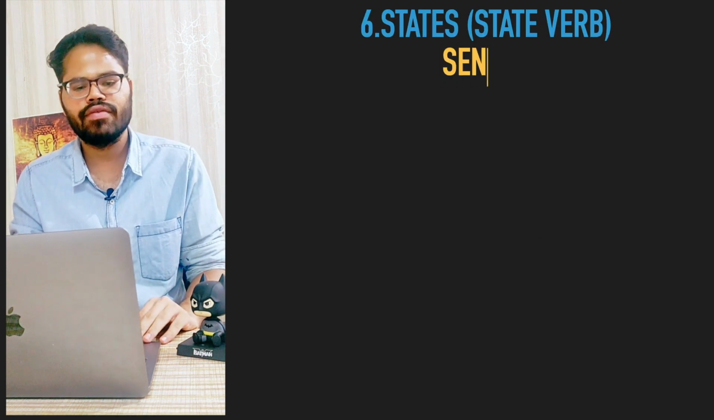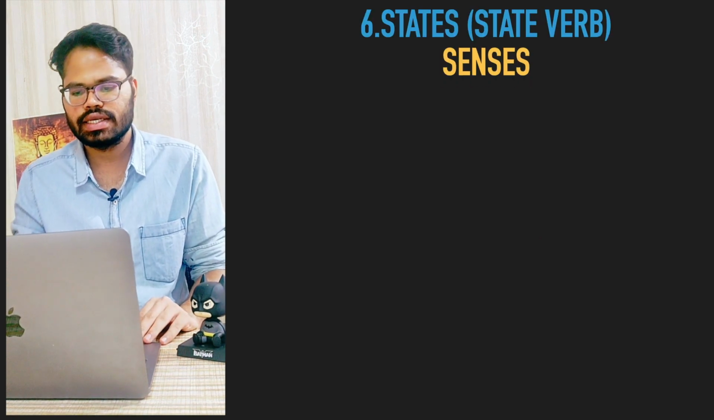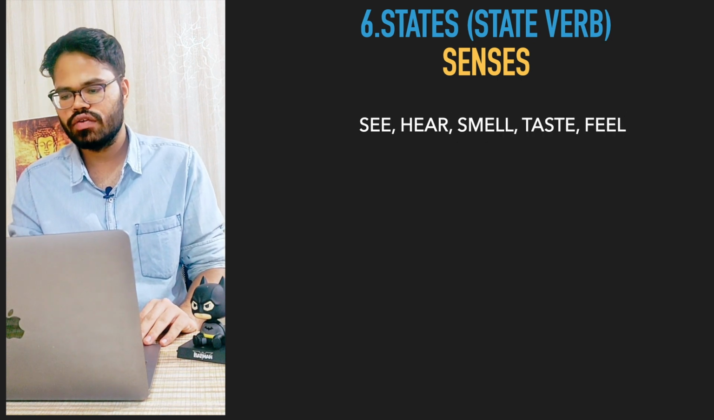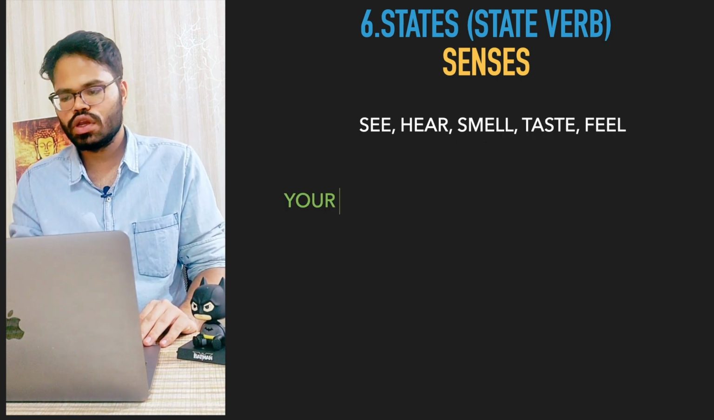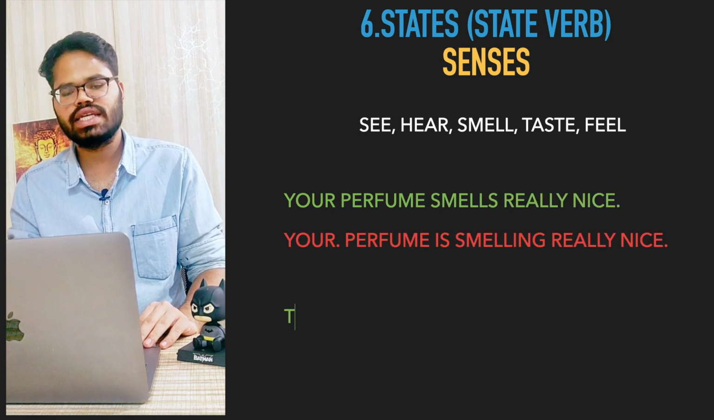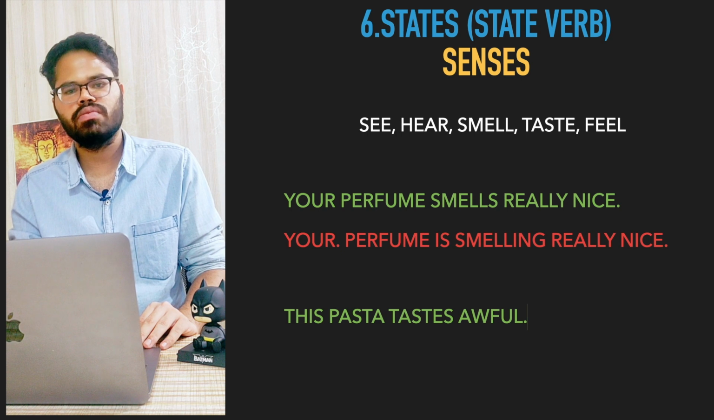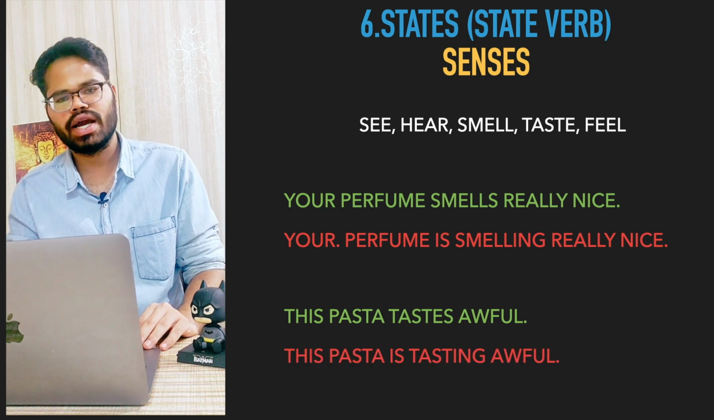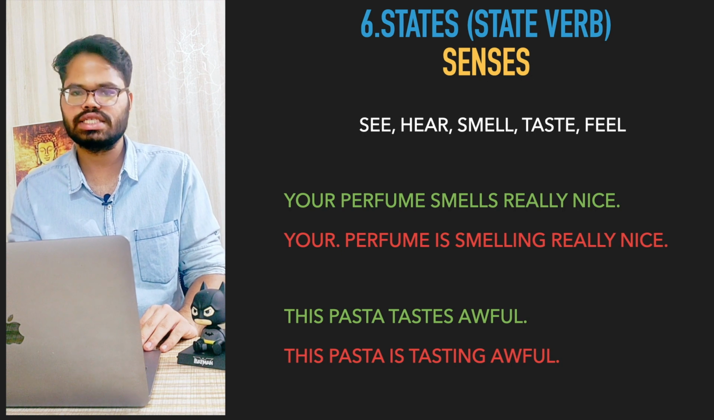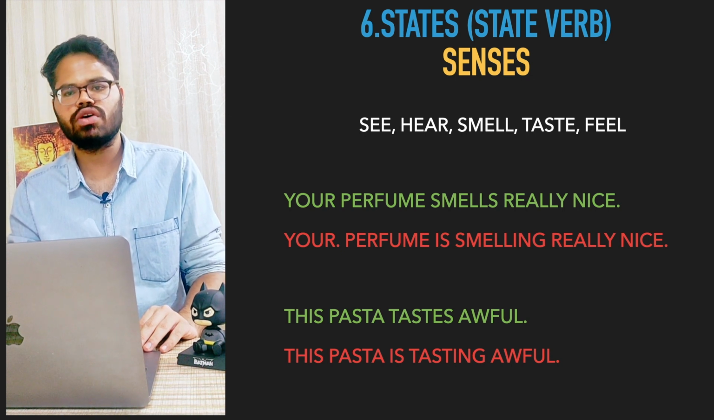Similarly, we have verbs of the senses: see, hear, smell, taste, feel. Your perfume smells really nice. This pasta tastes awful. So in both of these sentences, I am again using simple present tense. Why? Because both of them are state verbs. Avoid usage of continuous tense or these verbs in ing form.